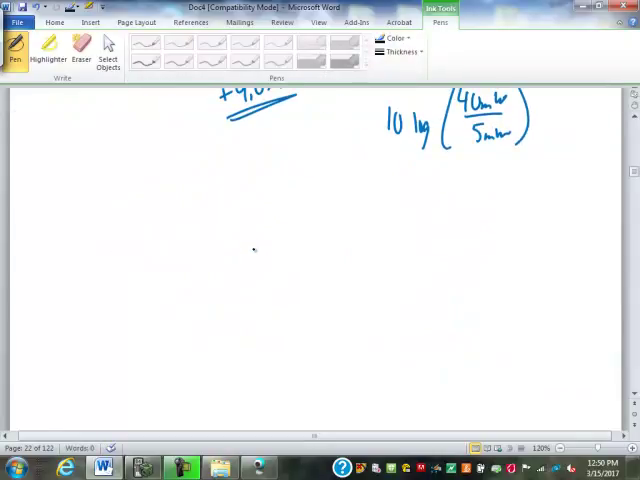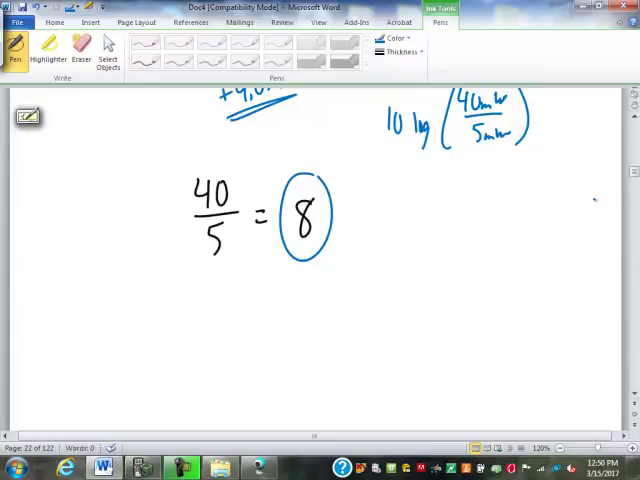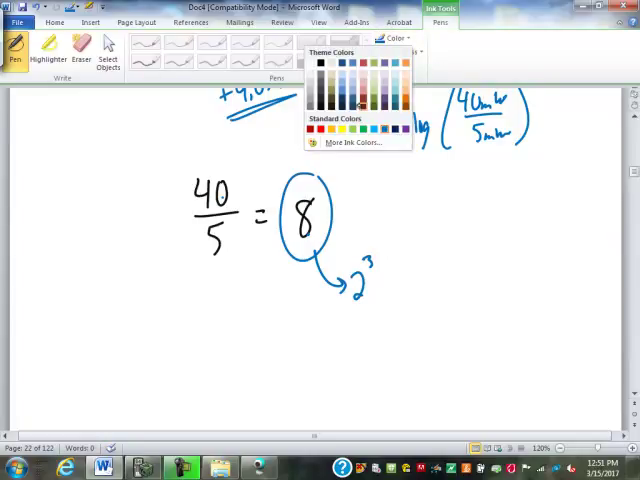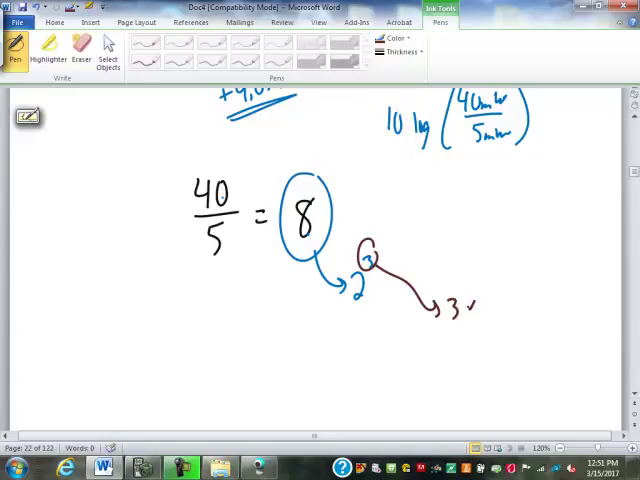In fact, what you can do, the shortcut: 40 divided by 5 is 8, right? 8 is 2 to the power of 3. So that means it's doubled 3 times, so it's 3 times 3 dB, it's a 9 dB gain. Well, 9.03 dB gain.